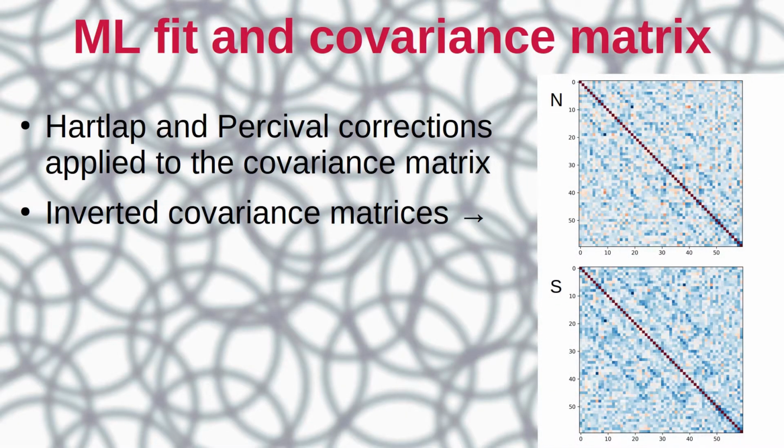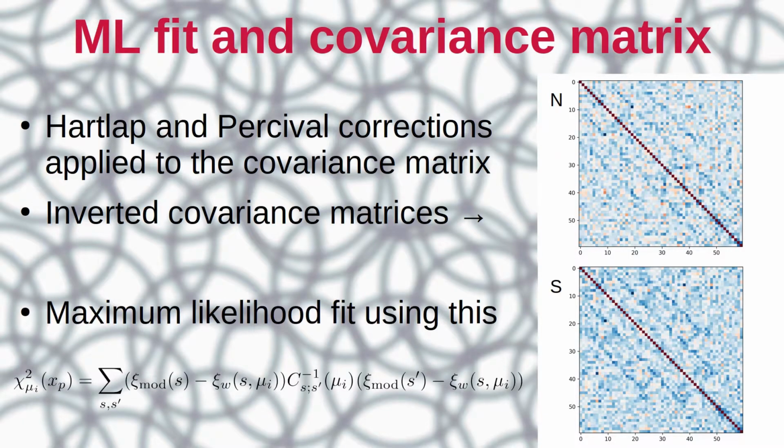In order to do a solid fit to our data points and to take into account the correlation between the different mu and S bins, we calculated a covariance matrix using MOX. We perform our maximum likelihood fit using this equation. Now, with most of our tools in place, let's have a look at some real data.